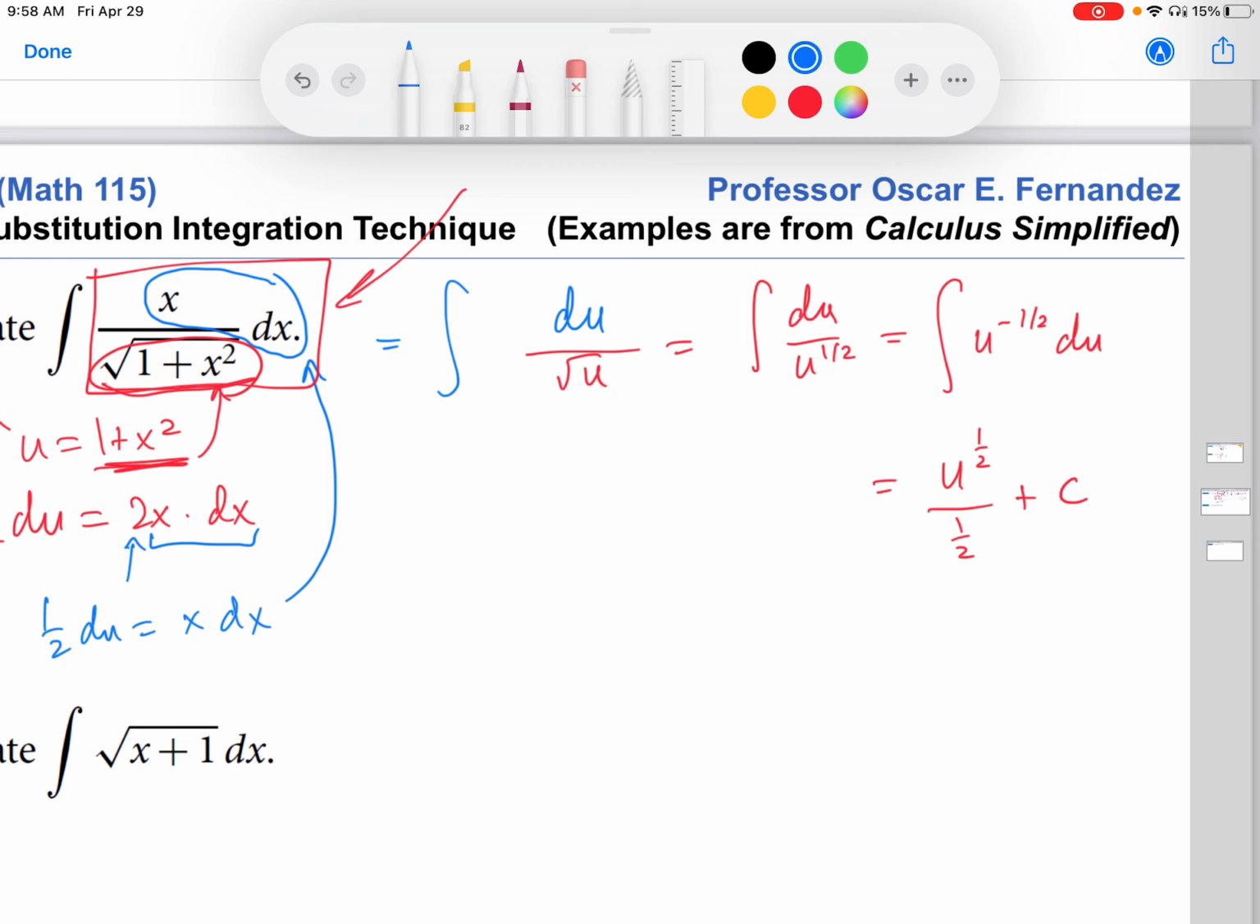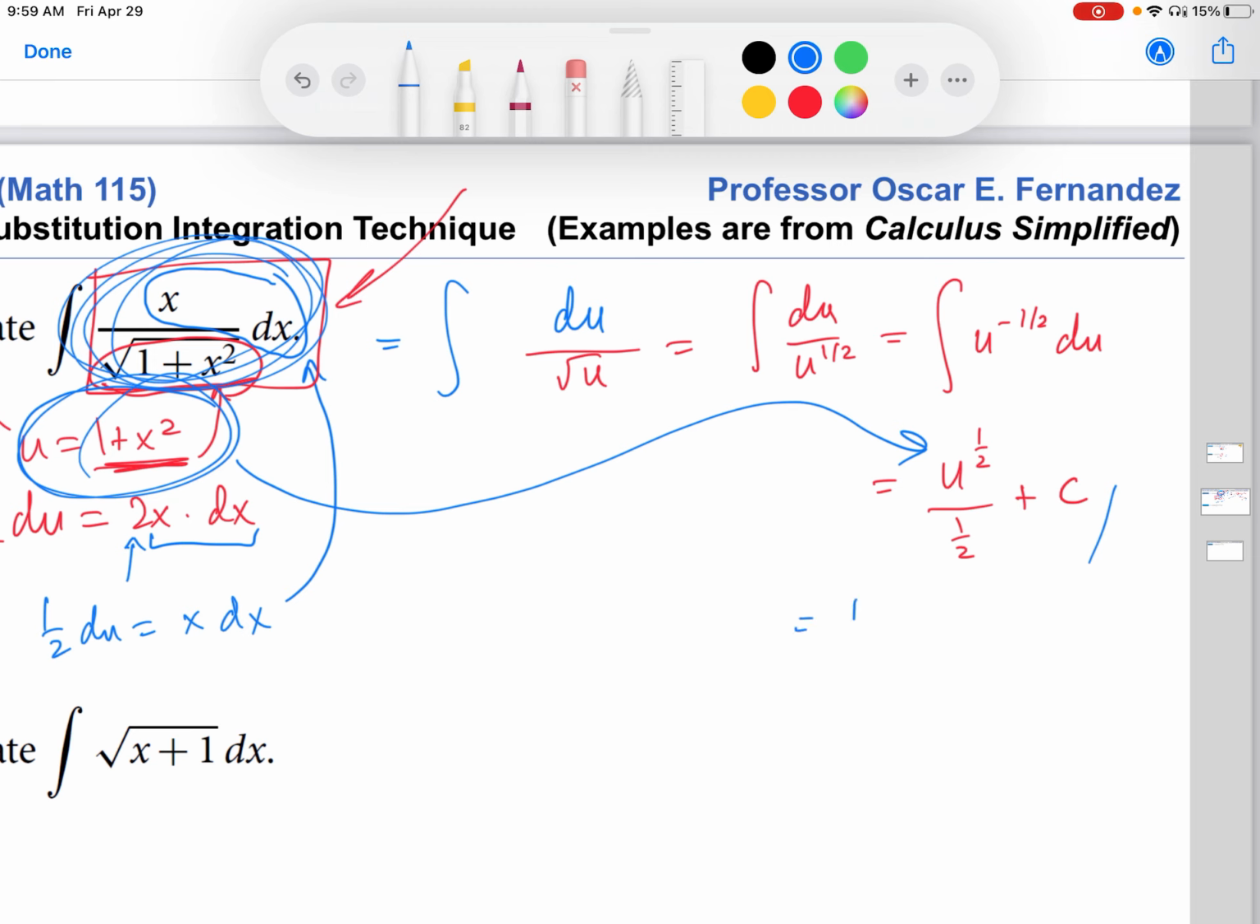And then last step in integration by u-substitution, we have not finished. This is an answer in terms of u. I started off with a problem in terms of x. I have to convert back from u to x's. How do I do that? Well, my original substitution here, I just take that, plop it in there, and I get 1 plus x squared to the 1/2 divided by 1/2 plus c. So to clean this up a little bit here, what would I end up with? Well, this would be the 1/2 here.